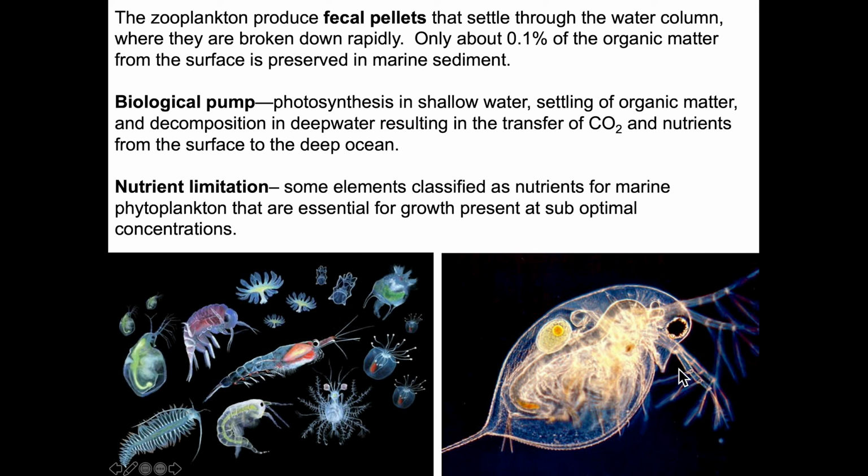Here's a common freshwater example. This is a Daphnia or water flea. This would be one of the main dietary components of sockeye salmon in British Columbia, for instance. This is what they're eating when they're in the lake.